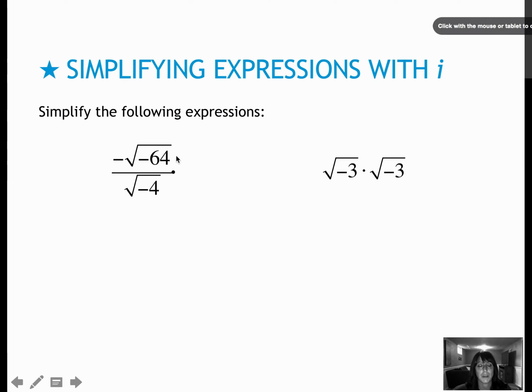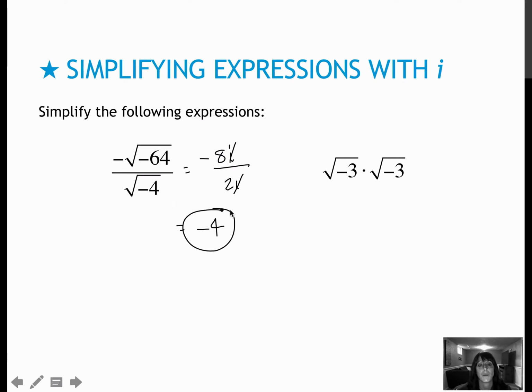So I'm going to simplify these expressions. The first, I would simplify -64 into 8i, so minus 8i as my numerator. I would simplify the square root of -4 into 2i. My i's would cancel. -8 divided by 2 would be -4. That would be my final answer.